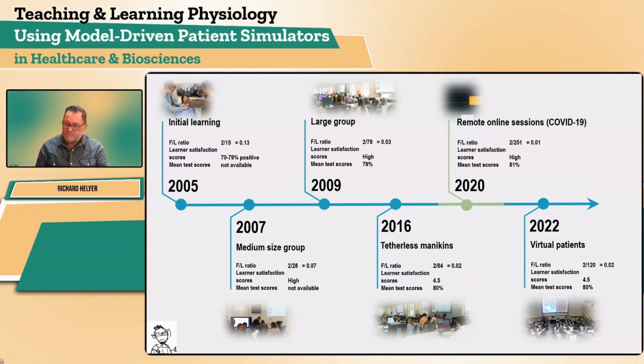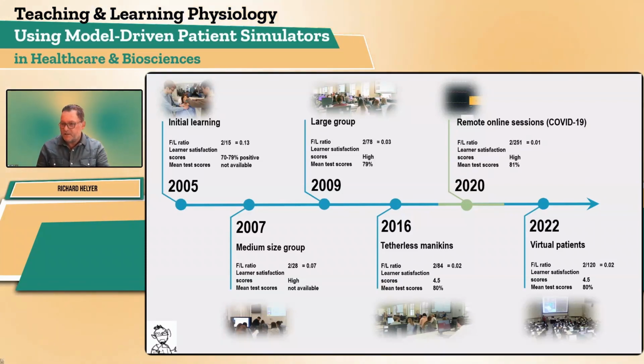COVID meant we had to move everything online. And one of the things we're really proud of achieving in Bristol is not losing a single session that involved simulation. We simply moved them online. We dispensed with the mannequin. Remember, for me, physiology, how much do we need a mannequin? That's a good question. I'd say not too much. And so we went to just showing signs and signals.